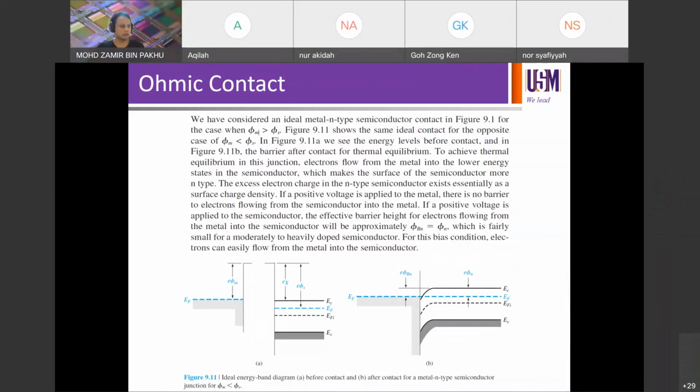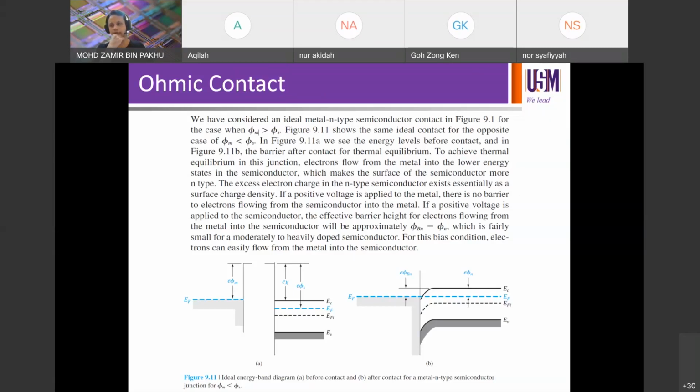All right. Last week we stopped at ohmic contact. We've discussed Schottky, the mechanism inside Schottky, and also ohmic contact. So let me just recap what we left off last week.